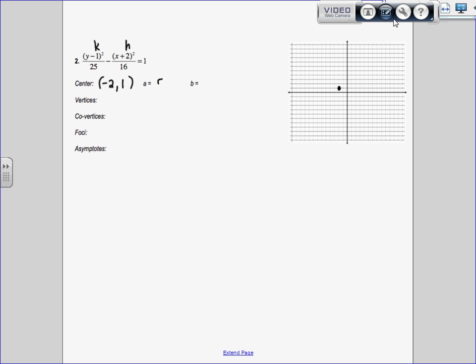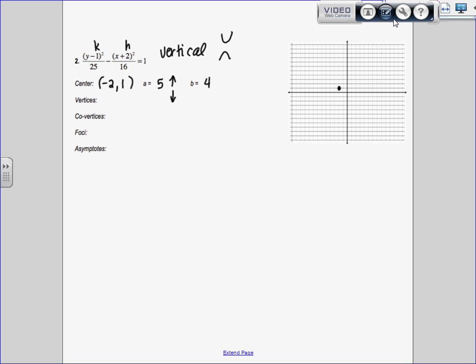Okay, a is the first value, so it's 5. So b is 4. Is this going to be vertical or horizontal? Vertical, because it starts with a y. So that means it's going to be a hyperbola that looks like that, like an up and down opening. So from my center, I'm going to go up, right, since I was underneath the y. I had 25 underneath the y. I'm going to go up 5 and down 5.